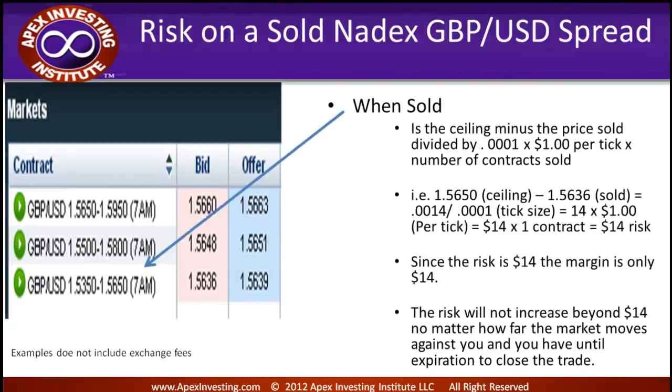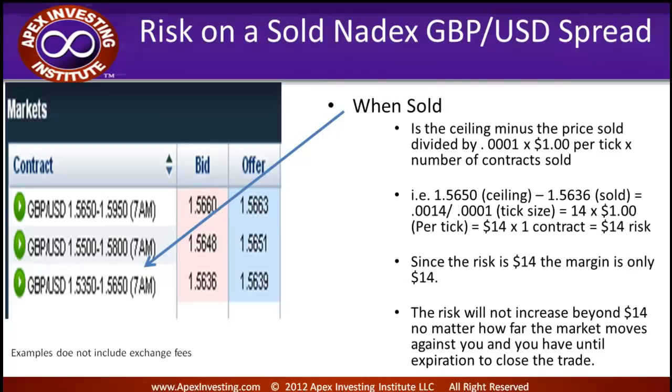To calculate the risk on a sold Nadex spread, if you think the pound-dollar is going to go down, you simply take the ceiling minus the sold price. So the ceiling 56.50 minus the sold price of 56.36. The difference is 0.0014. Divide that by the tick size, 0.0001, and you get 14 ticks at $1 per tick, which is $14 times one contract, a $14 risk.